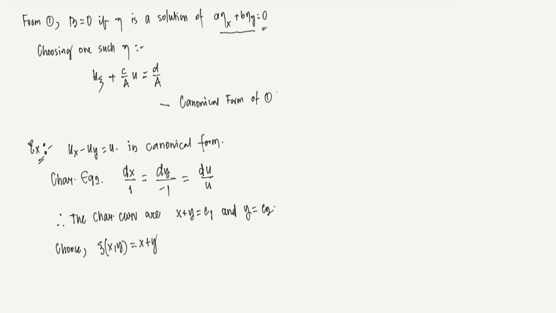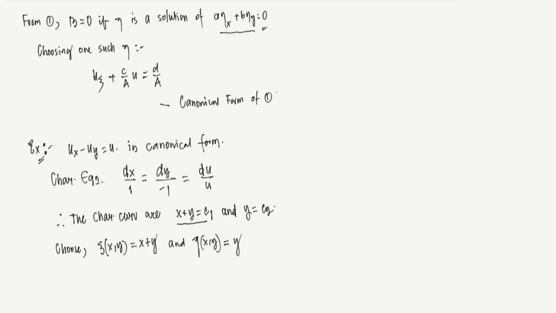So we are choosing xi in such a way that xi is constant along the characteristic. You see, xi is this function. So if you are restricting xi to the characteristic curve, the characteristic curve is x plus y equals c1, so basically xi becomes constant c1 on the characteristic curve. And you choose eta also in such a way that it becomes constant on the characteristic curve. So let's say eta, we choose it to be y. So y is c2. So essentially eta is also constant along the characteristic.